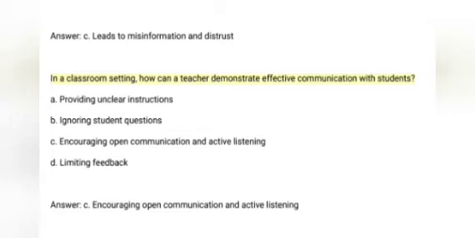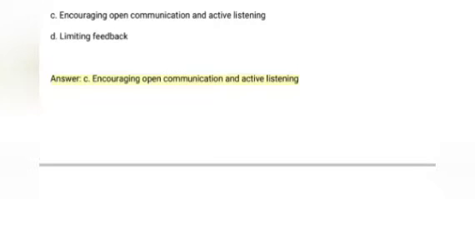In a classroom setting, how can a teacher demonstrate effective communication with students? A. Providing unclear instructions. B. Ignoring student questions. C. Encouraging open communication and active listening. D. Limiting feedback. Answer: C. Encouraging open communication and active listening.